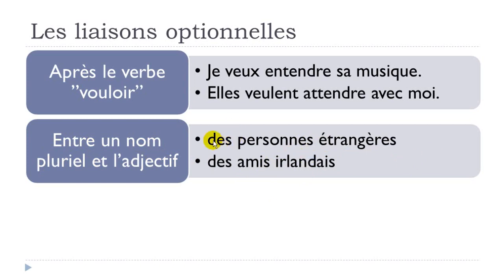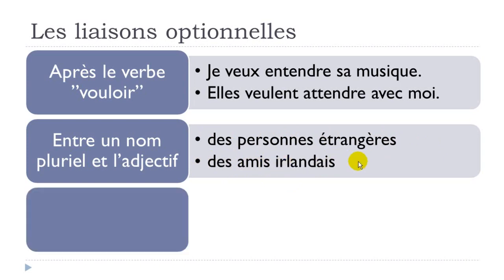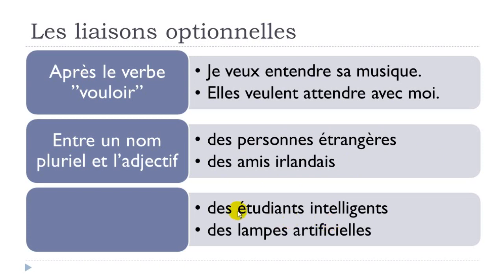Okay, so first option, des personnes étrangères, or if you want to make the liaison, des personnes étrangères. Des amis irlandais, or if you want to make the liaison, des amis irlandais. And then I made two more here. Des étudiants intelligents, or if you want to make the liaison, des étudiants intelligents. Des lampes artificielles, and if you want to make the liaison, des lampes artificielles.